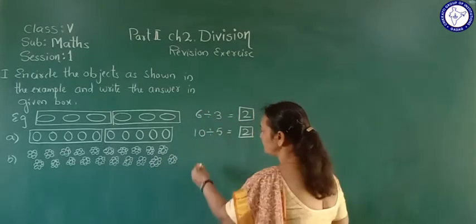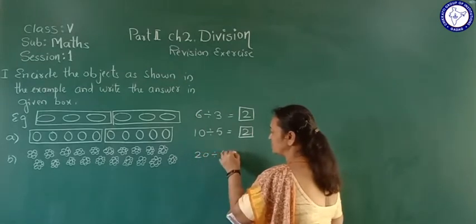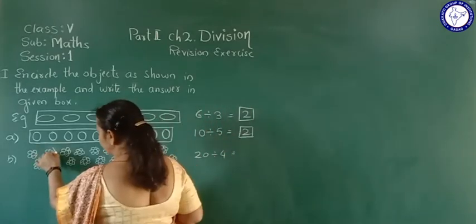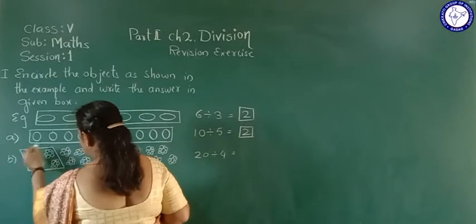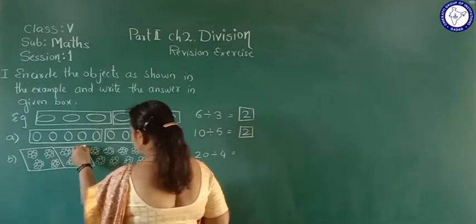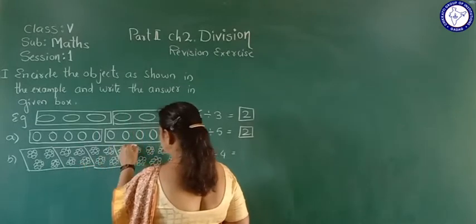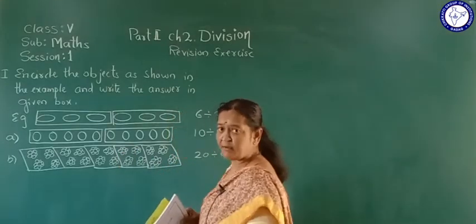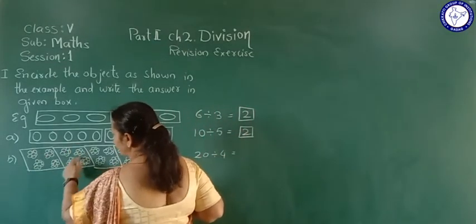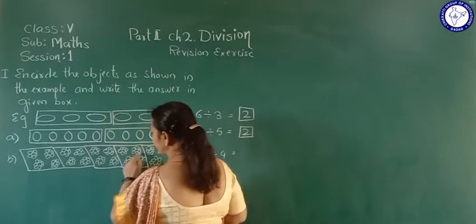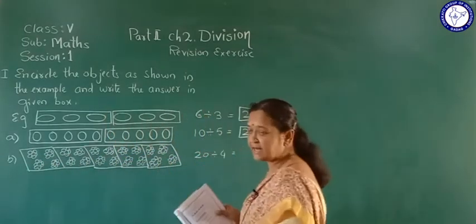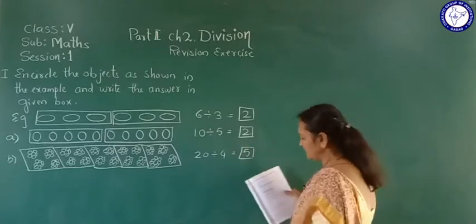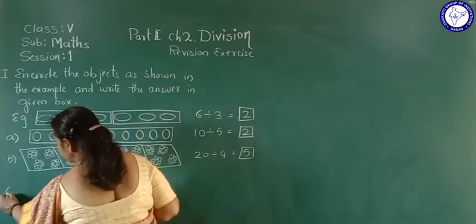Now what should we do? 20 divided by 4. Here we have to divide into groups of 4. So let me group them in 4. This is one group, here is the second group, here is the third group, this is the fourth group, and here we find the fifth group. In any way you can make a group. Like this also you can do: one group, 2 groups, then 3 groups, 4 groups and this one 5 groups. In any way you can do. So 20 divided by 4, how much do we get? 5.